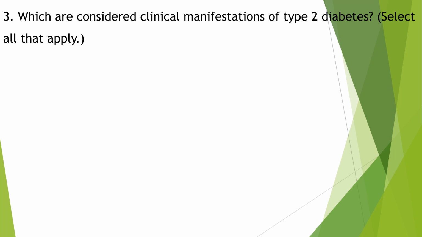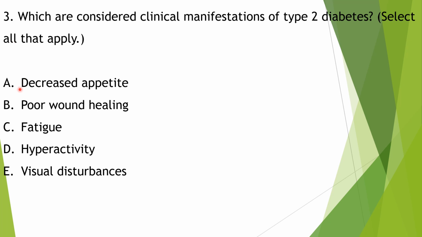Which are considered clinical manifestations of type 2 diabetes? Decreased appetite, poor wound healing, fatigue, hyperactivity, visual disturbance. So here the clinical manifestations of type 2 diabetes mellitus are poor wound healing, which is due to decreased peripheral circulation, fatigue, which is due to the breakdown of fats and proteins for energy needs, and visual disturbance due to microvascular effects of diabetes mellitus. Decreased appetite and hyperactivity are not associated with type 2 diabetes mellitus.